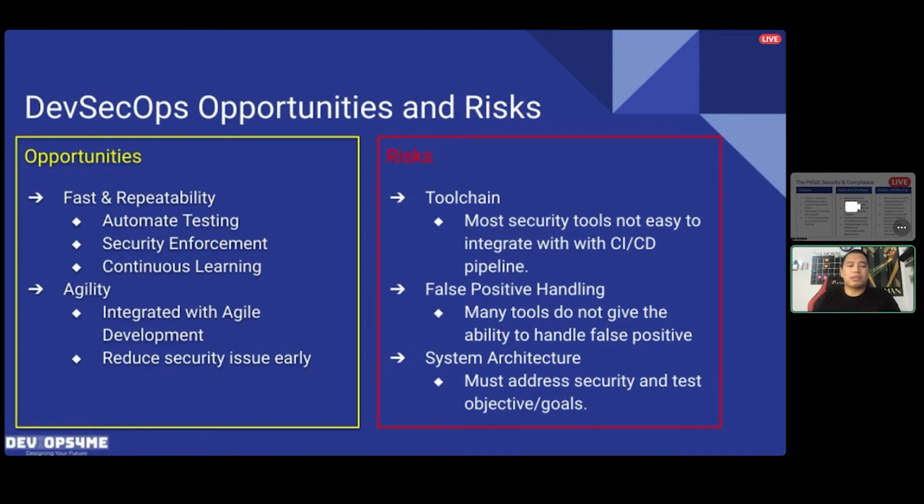On the risks of the setup, first is tool change. For most tools in the market, you can't use them the first time. You need a learning curve to integrate with your current CI/CD. The second risk is false positive handling. Most tools don't have false positive handling for your code or for your environment, so you need to experiment to find the correct tool. The last risk is system architecture. If you want to adopt a DevSecOps CI/CD pipeline, you might need to change your architecture or your project goal.